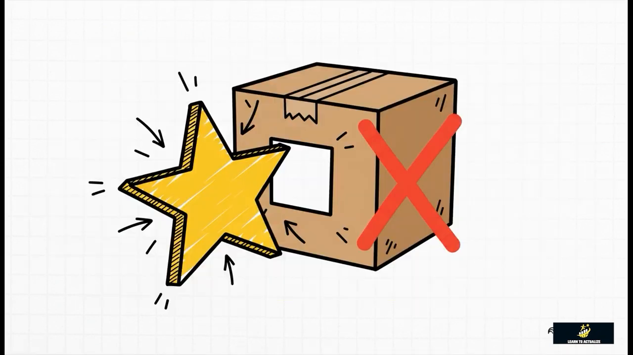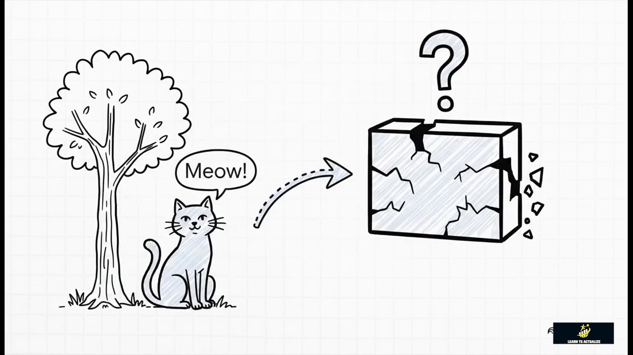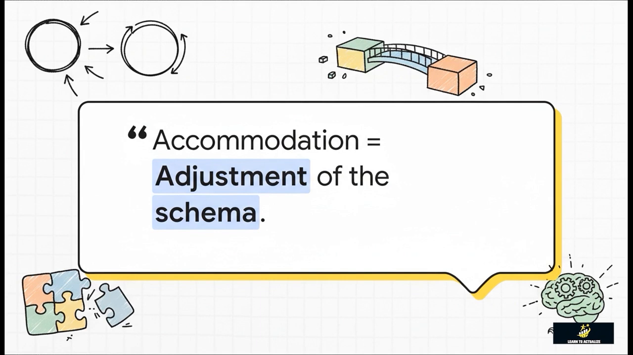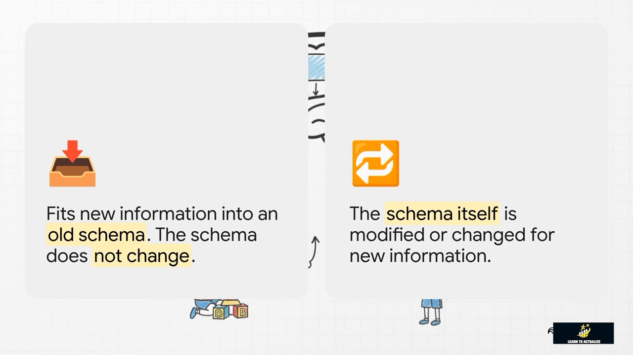Simple. But what happens when something doesn't fit? Well, that's where accommodation kicks in. They see a cat. It meows, it climbs, and the brain goes, whoa, wait a second, that's not a dog. And that's our second trick. Accommodation requires an adjustment of that mental box. So one process uses old boxes, while the other actually changes them or makes new ones.